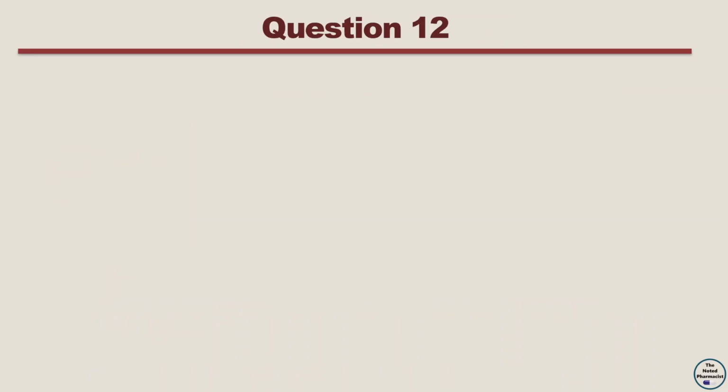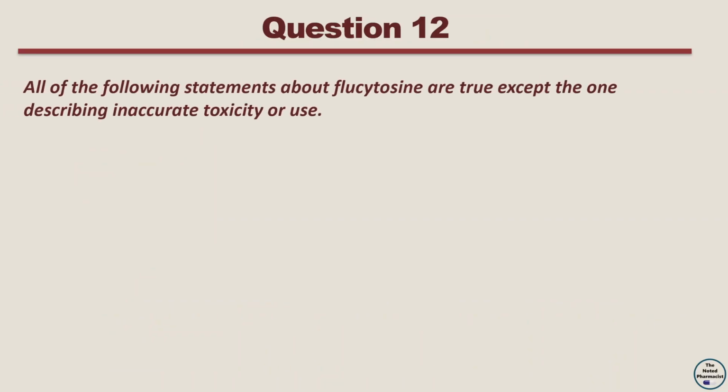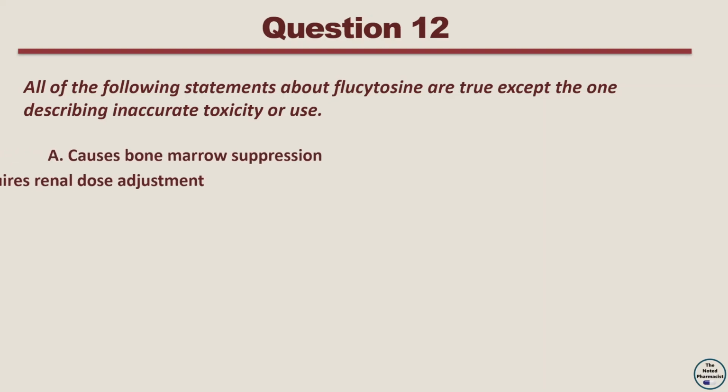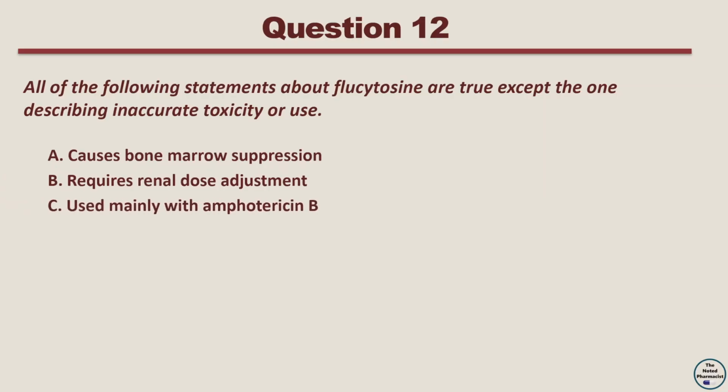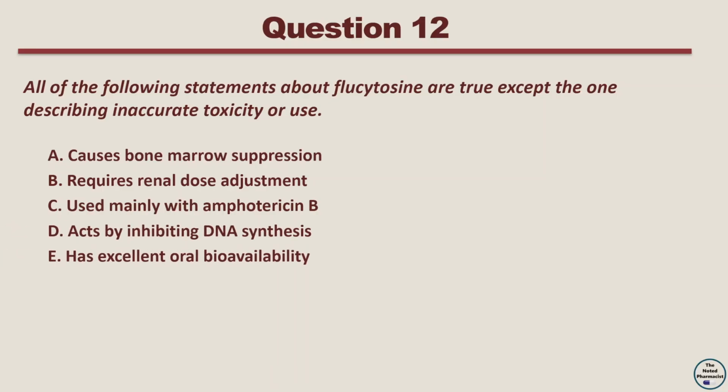Question 12. All of the following statements about flucytosine are true except the one describing inaccurate toxicity or use. Option A, causes bone marrow suppression. Option B, requires renal dose adjustment. Option C, used mainly with amphotericin B. Option D, acts by inhibiting DNA synthesis. Option E, has excellent oral bioavailability.